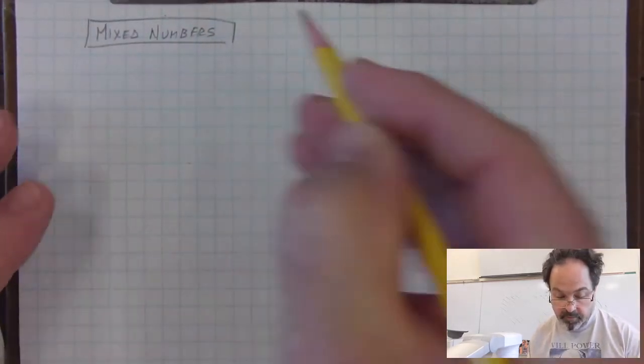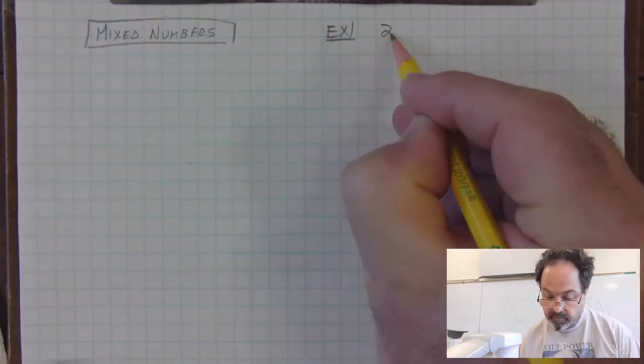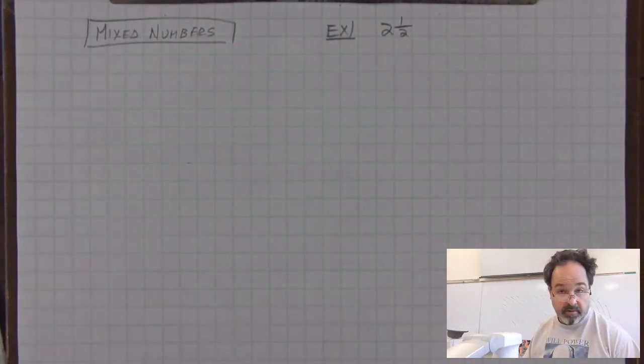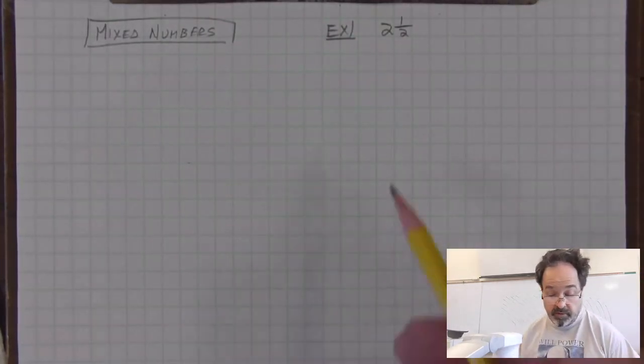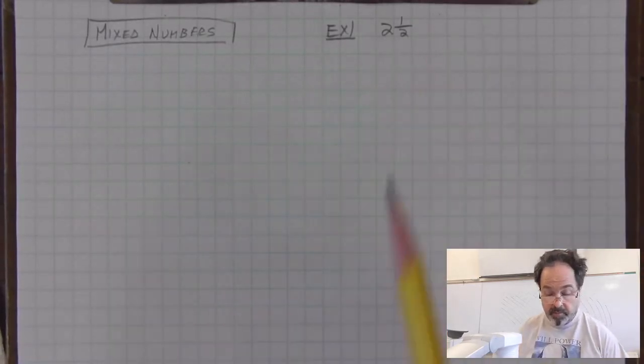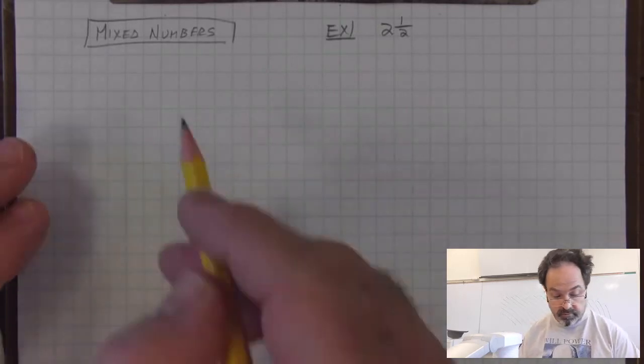An example of a mixed number is 2 1/2. We can think of this as a mix or a combination of a whole part and a fraction part. Mixed numbers are considered fractions because they include fractions.